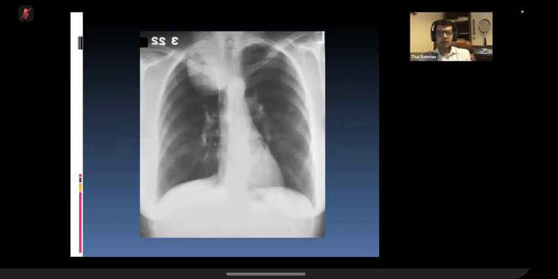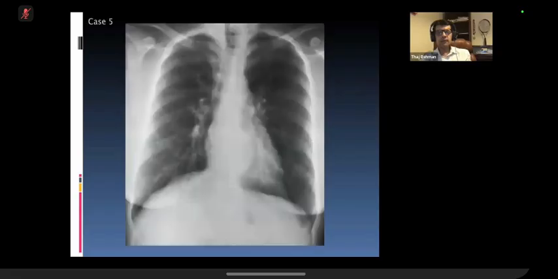This is another case similar. As you can see, the cervicothoracic sign positive, posterior mediastinal lesion. We'll skip that and go to the next one.